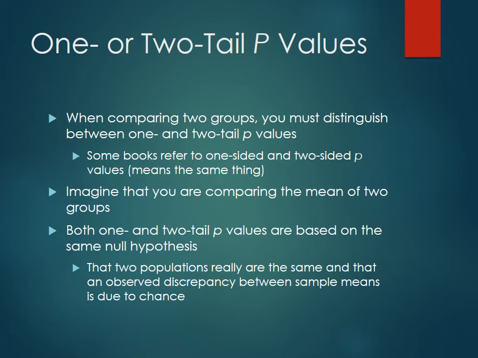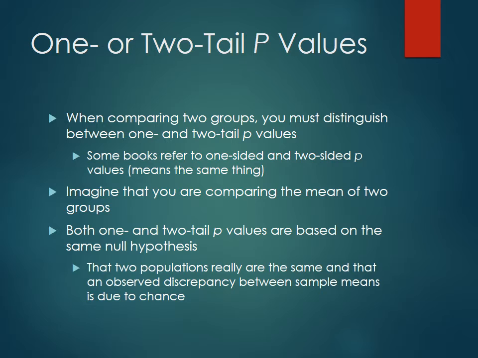So basically, if you imagine that you're comparing the mean of two different groups, essentially what you're seeing here is that the one-tailed t-tests, or the one-tailed p-values, are saying that you already are making an assumption about which group is going to have the larger mean, right? So you're making some assumptions about which direction your values are going to go.